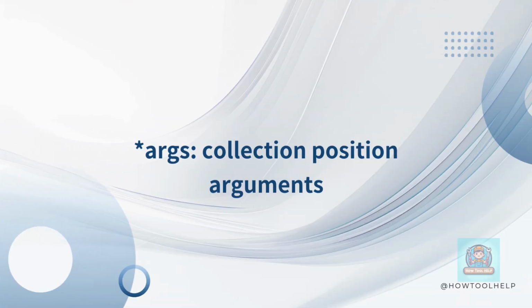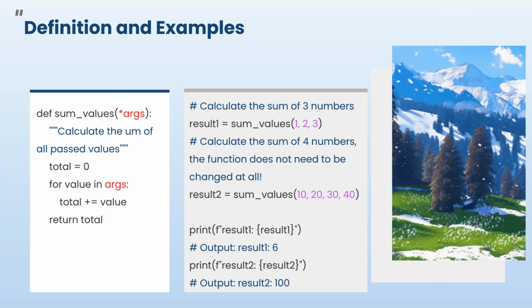2. Asterisk arguments, collecting positional arguments. Definition and example. Let's start with the first method, asterisk arguments. Asterisk arguments is a special syntax in Python that collects all the positional arguments passed to a function into a tuple. Here's an example.